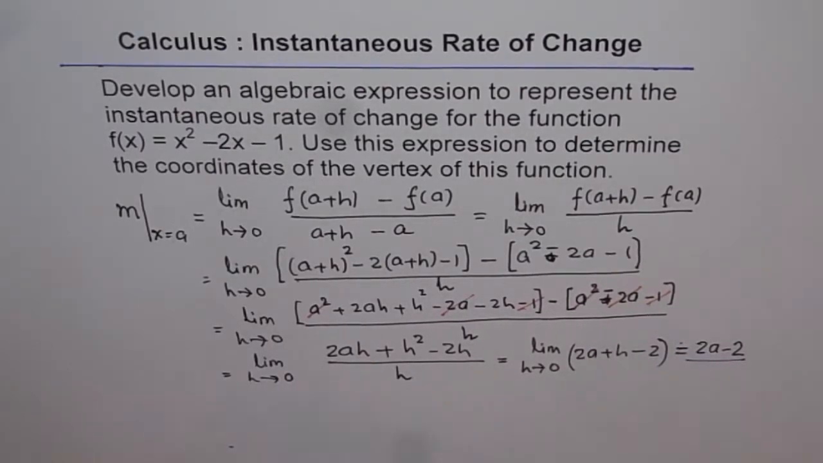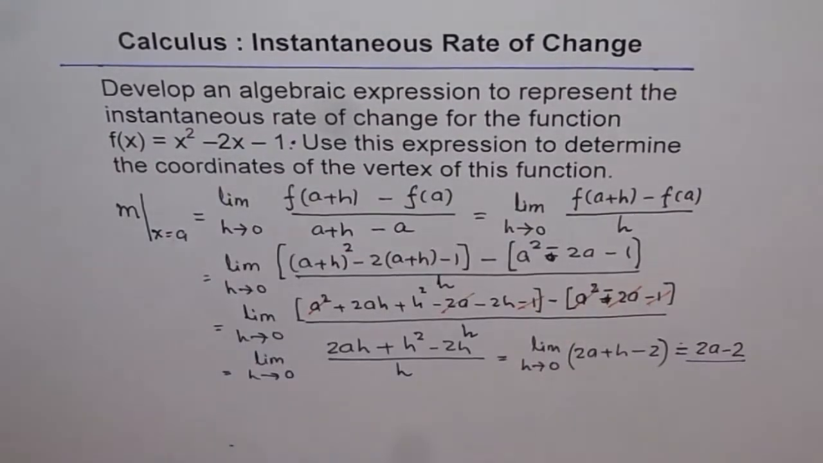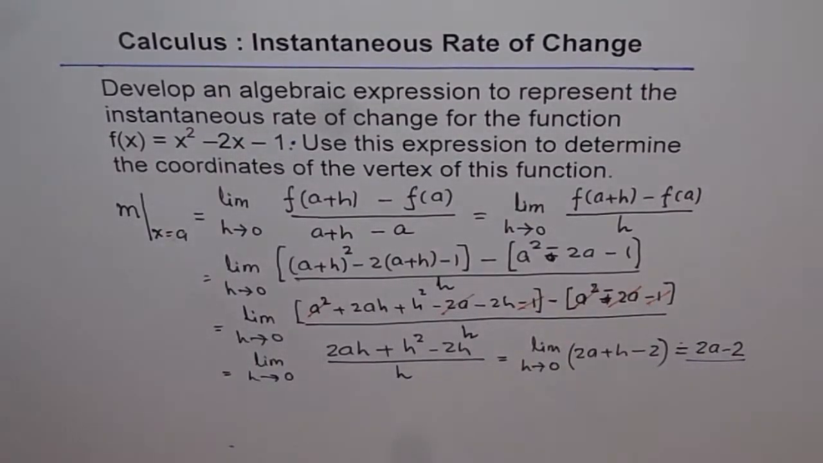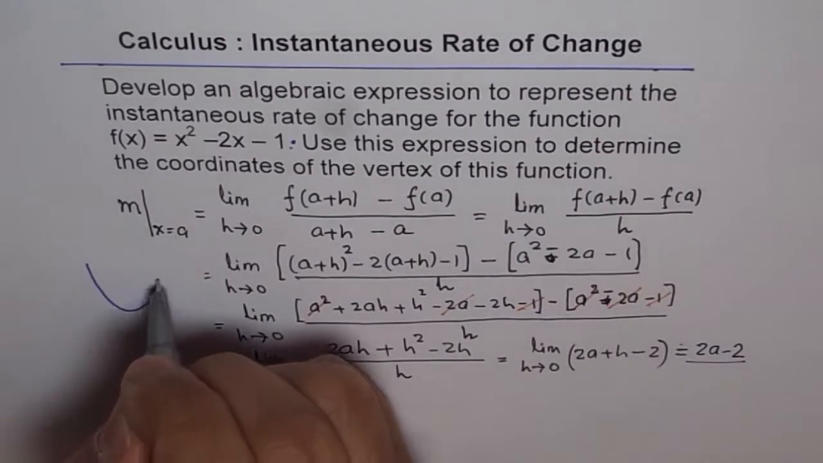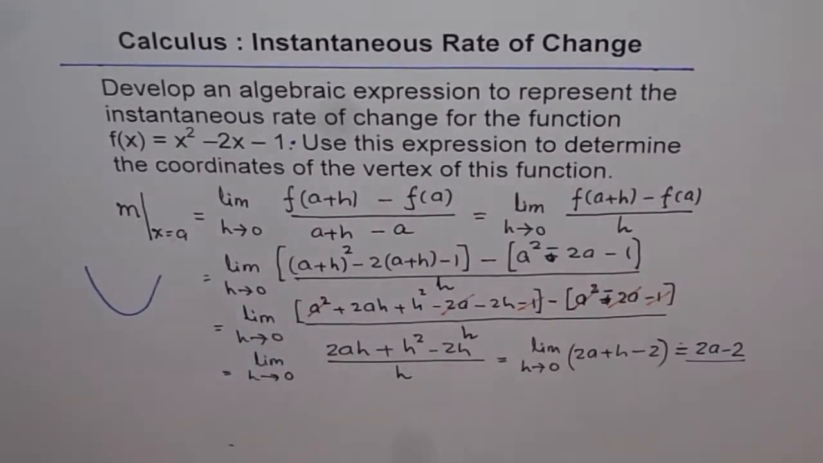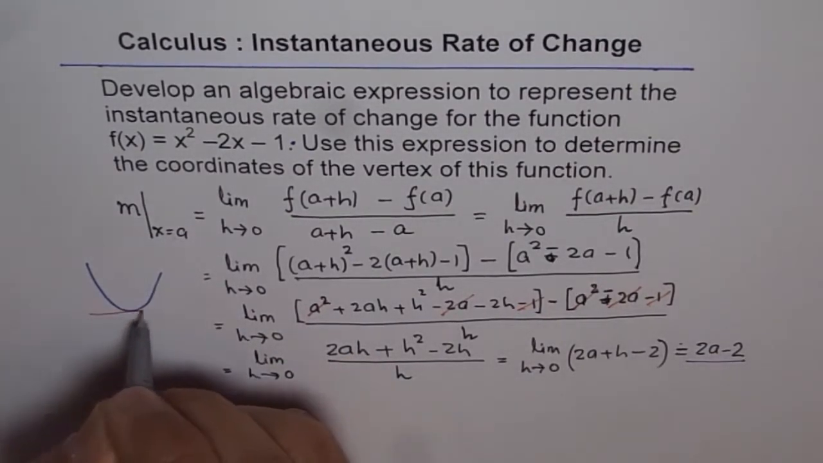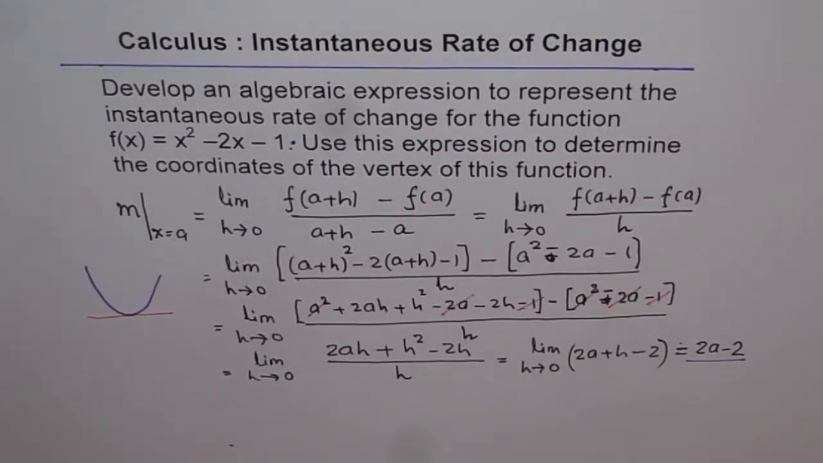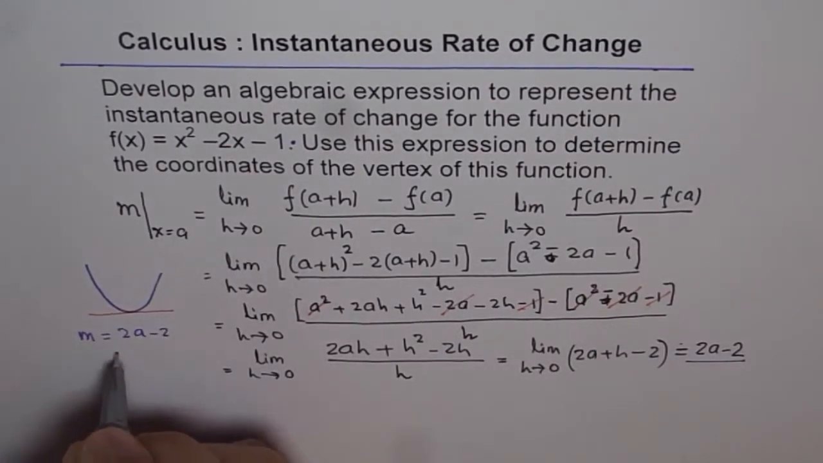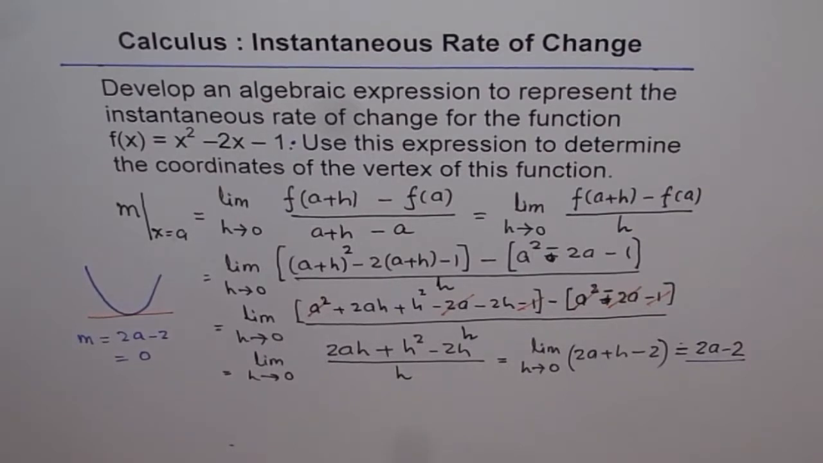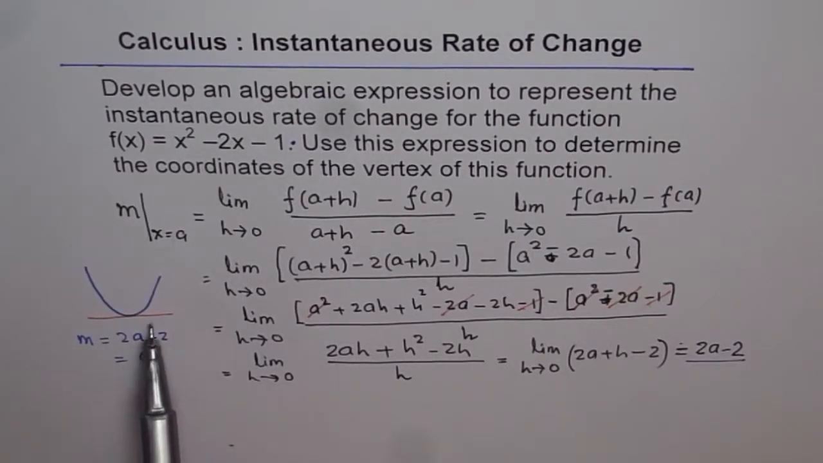Now the second part is here. Use this expression to determine the coordinates of the vertex. So at the vertex, this is a parabola which is going to open upwards, correct? So at the vertex, our tangent is going to be horizontal, right? That means the instantaneous rate of change which we calculated, m equals 2a minus 2, should be 0, right? So that is the slope. Knowing the slope, which is 0, we can find the value of a.